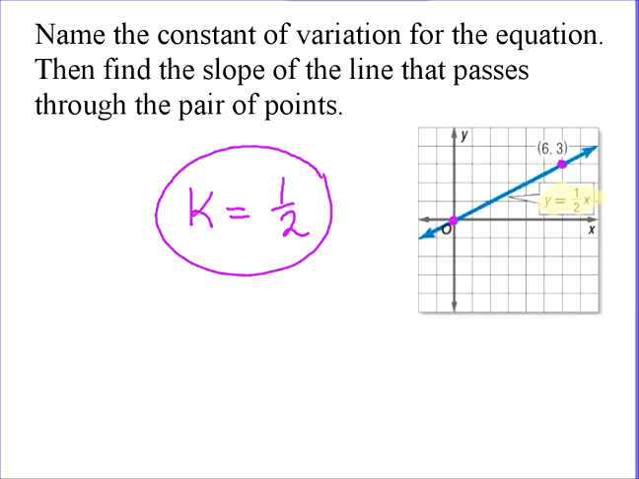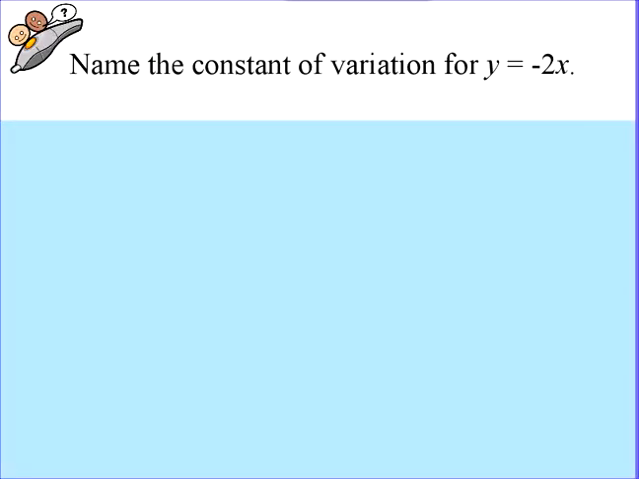The slope, remember, is rise over run. So what's the rise between these two? 3. The run is 6. So the slope here would be 3 divided by 6, which is 1/2. But that should make sense because what did I tell you on the first slide? The k also will equal the slope. The k is the slope. So it really should be the same, but we really wouldn't even need to go through finding the slope because we already know that the constant of proportionality is the slope. So here you go. Name the constant of variation.